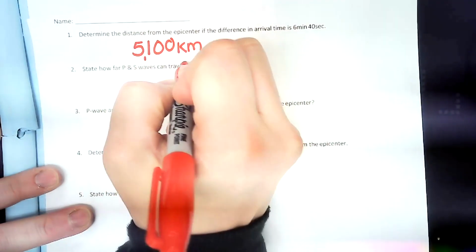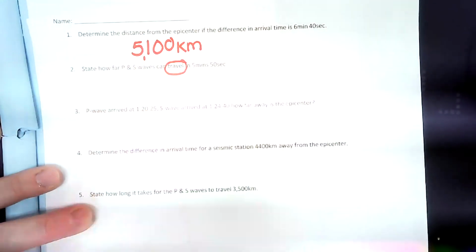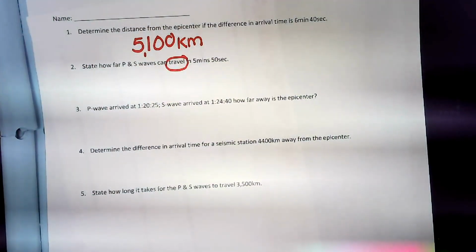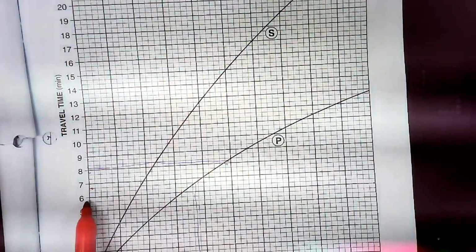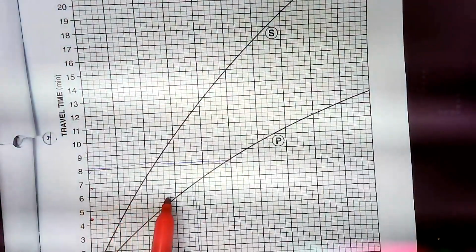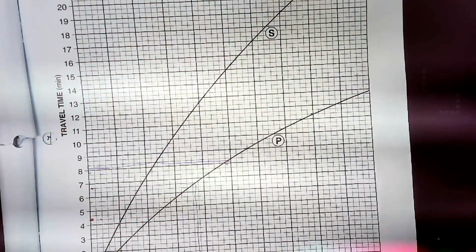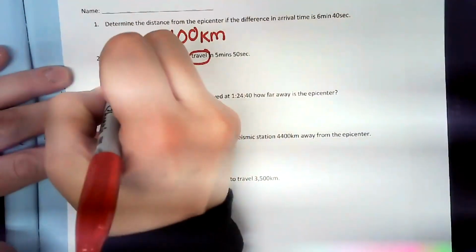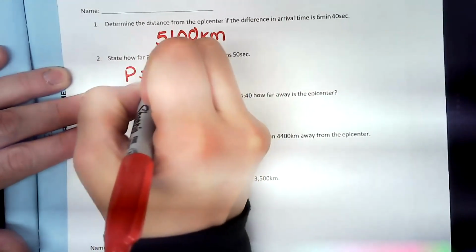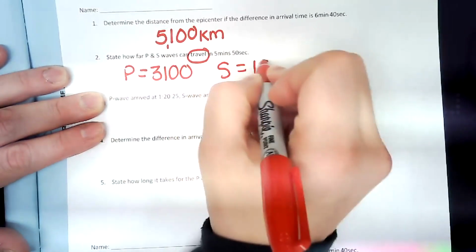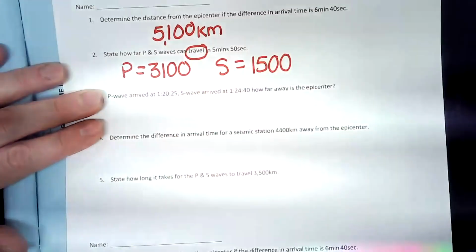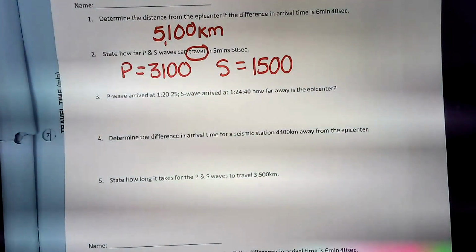Now, the next one is a travel time. So how far can they travel? Remember, when we hear travel, that is not scrap paper. So we go to 5, and I give you a time. So that's 5 minutes and 50 seconds right there. Go over till you hit the line, read down for the P. I gave you 3,100. And for the S, I got about 1,500. Again, you could be up to 200 off.